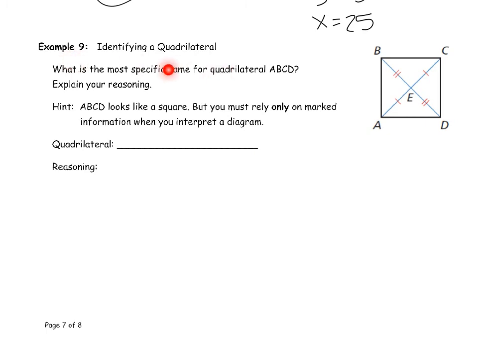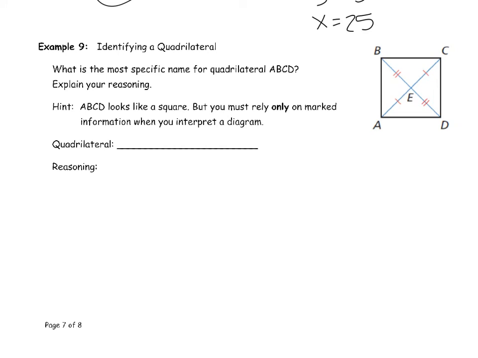All right, so next problem, identifying a quadrilateral. What is the most specific name for this quadrilateral that we can give? So basically, besides quadrilateral, can we name it as a trapezoid, kite, or parallelogram? If we decide it's a parallelogram, then can we name it a rhombus or a rectangle? And then if we can classify it that, could we actually go the farthest by classifying it as a square? So let's look. ABCD here looks like a square, but you must rely only on marked information when we interpret this, okay?